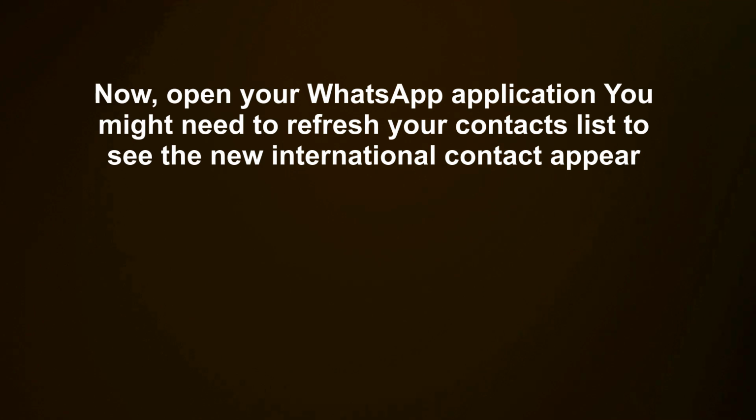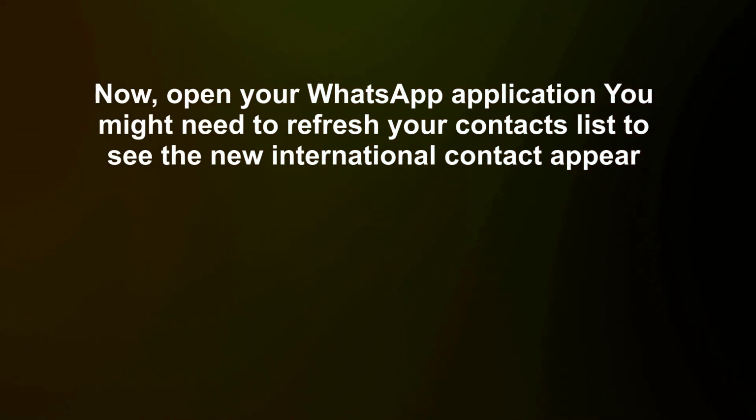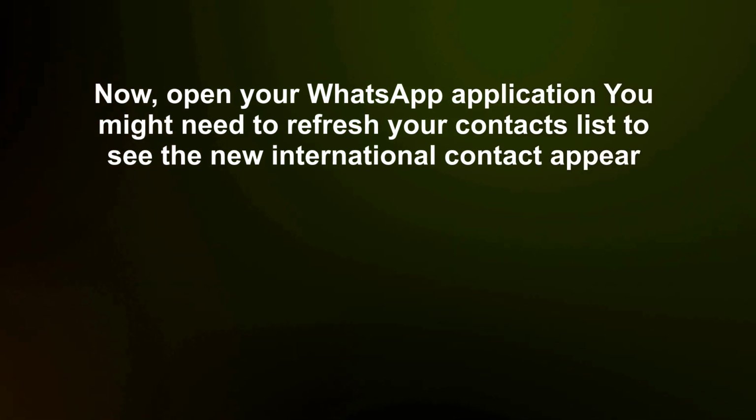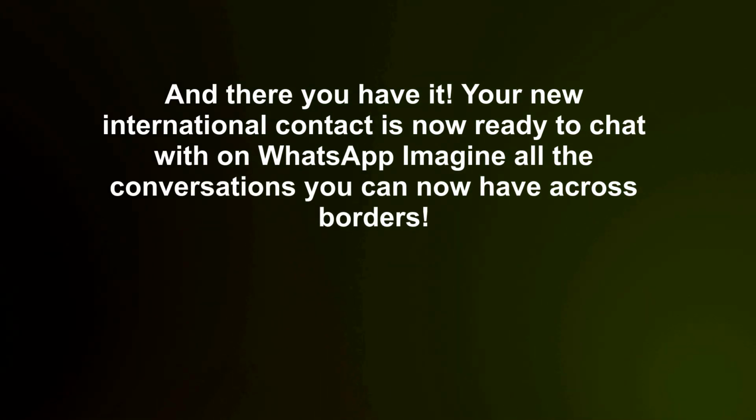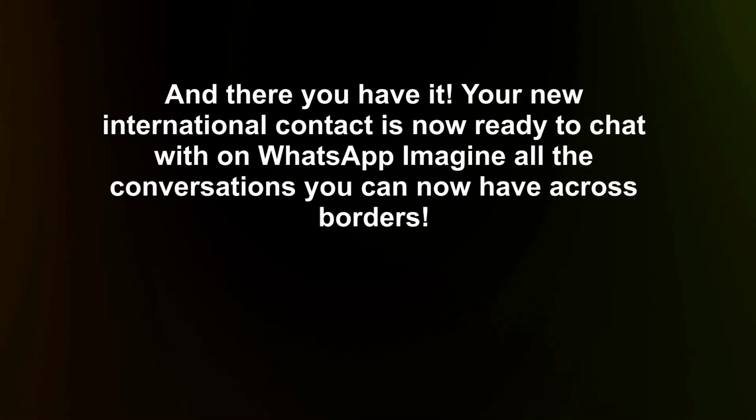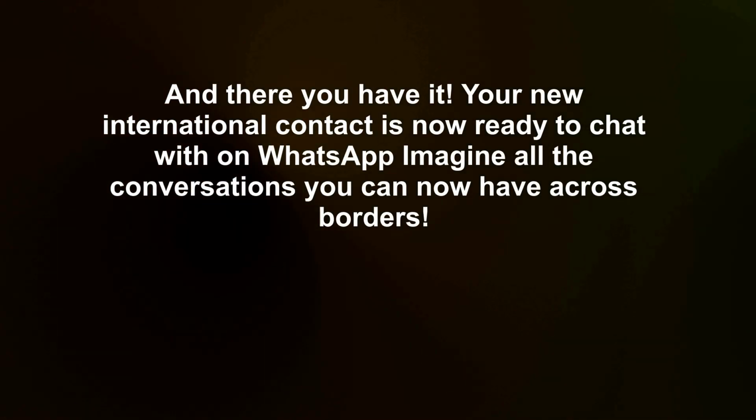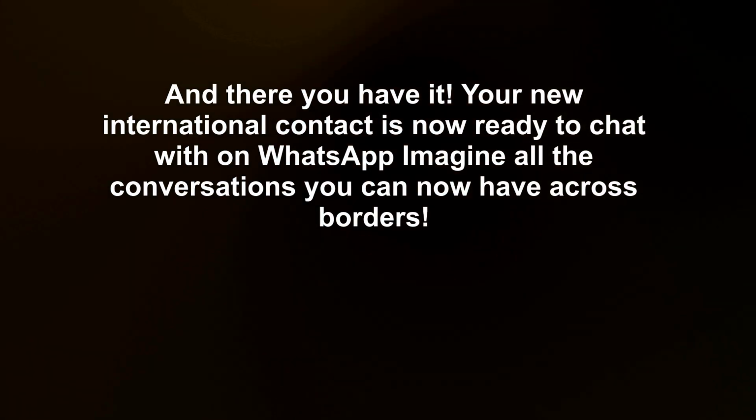Now, open your WhatsApp application. You might need to refresh your contacts list to see the new international contact appear. And there you have it. Your new international contact is now ready to chat with on WhatsApp. Imagine all the conversations you can now have across borders.